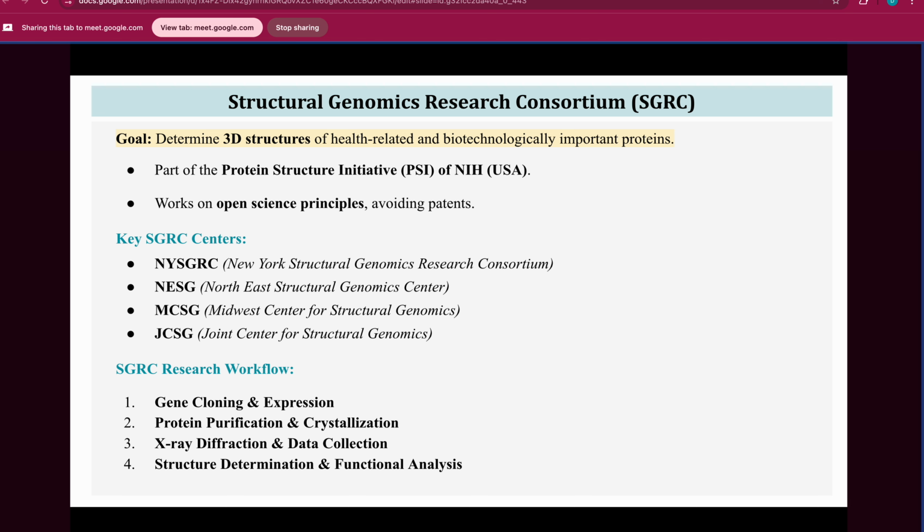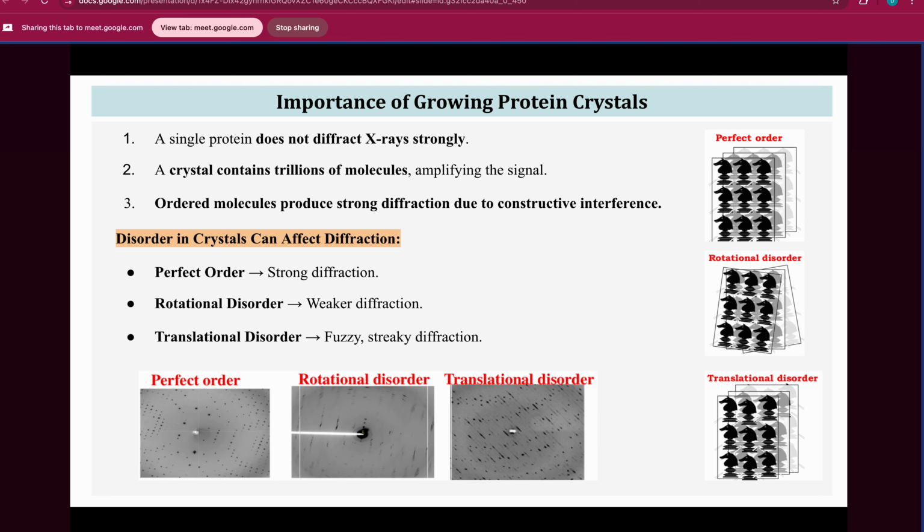So in that way, this particular consortium is playing a very important role towards the health industry. Now, what is the importance of growing protein crystals? Why is the protein crystal very important? A single protein is not able to diffract X-rays strongly, that's why we need crystals.